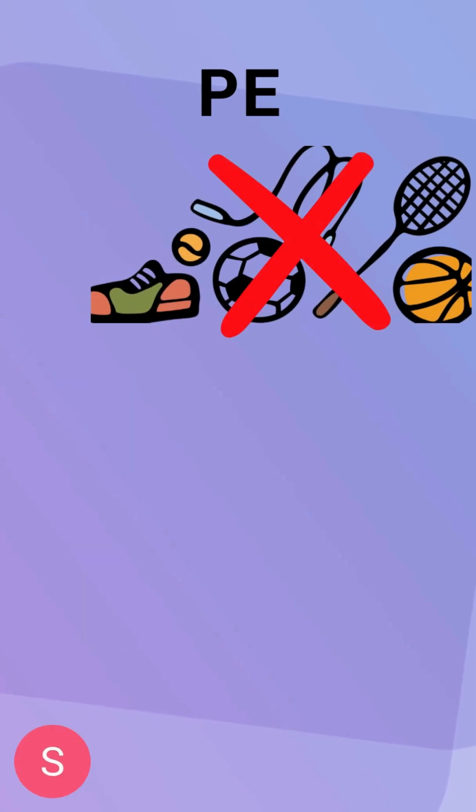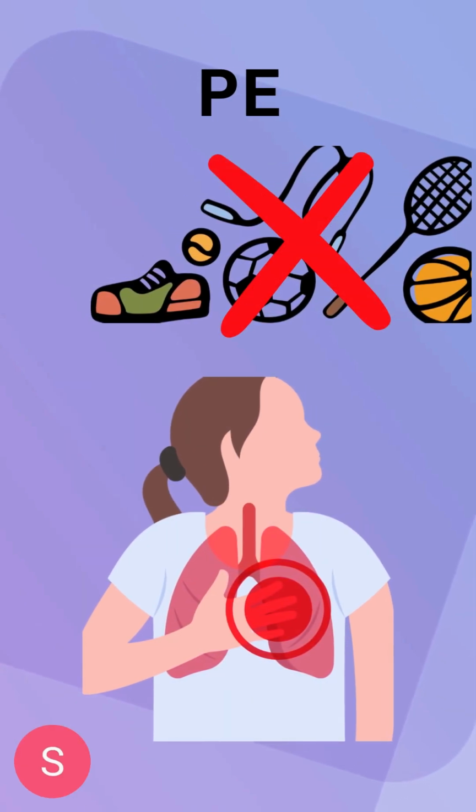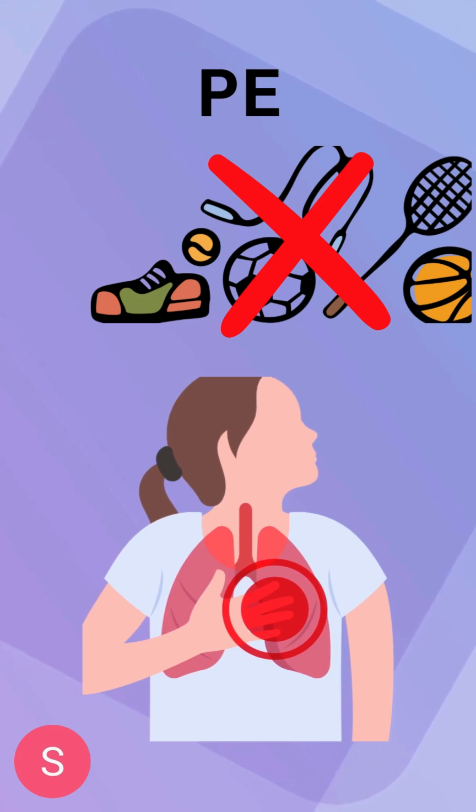So today we're going to be talking about PE. No, not the PE that you go to in high school, the sports class. No, not that one. It's actually pulmonary embolism, also known as lung embolism, or also named a blood clot, which is basically what it is.